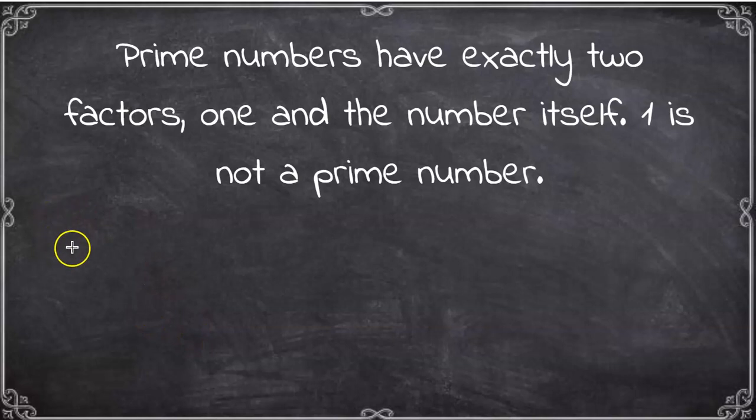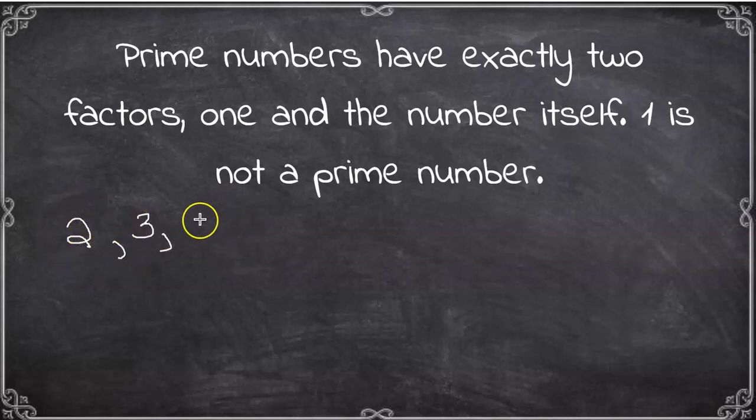So let's talk about some prime numbers. The first prime number when we look at our whole numbers in order would be a 2. So 2 has two factors, one and itself. 3 would be the next prime number. 3 has two factors, 1 and 3. It doesn't have any other factors. 4 is not a prime number. Every even number after the number 2 is a composite number. So 2 is the only even prime number.